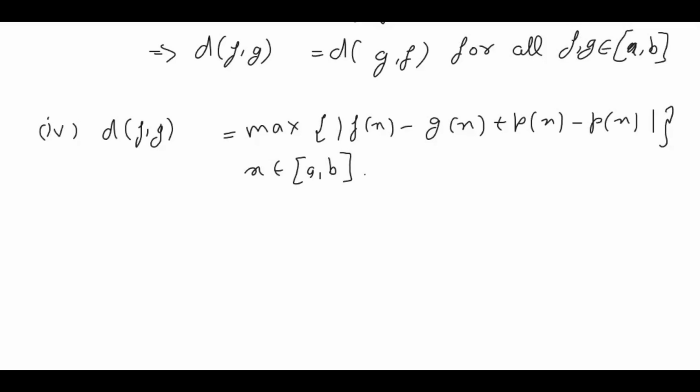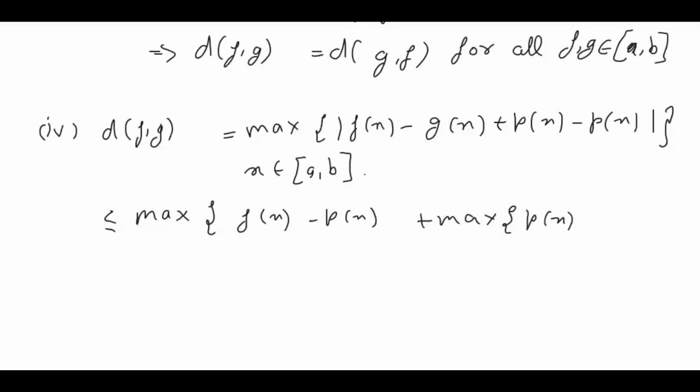Now from here the maximum is greater than or equal to |f(x) - h(x)| plus the maximum of |h(x) - g(x)| for x belongs to [a, b].